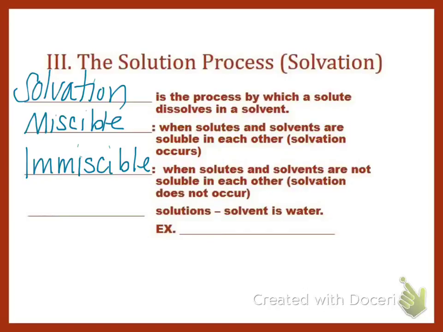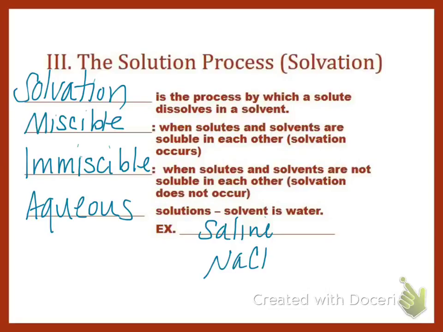And of course, if something's dissolved in water, what do we call that? What kind of solution? Aqueous. An aqueous solution means that it has water. So saline solution would be an example of that, which is NaCl dissolved in H2O. Okay?